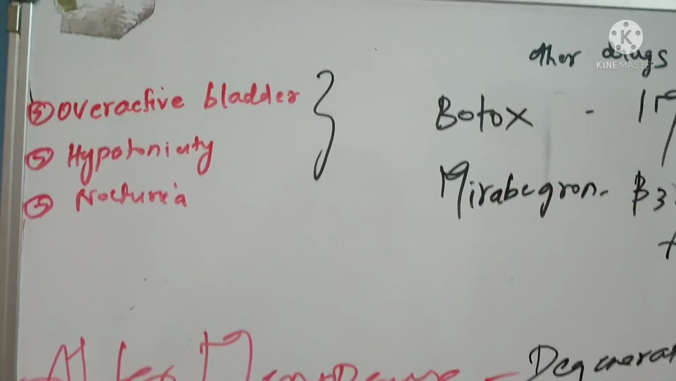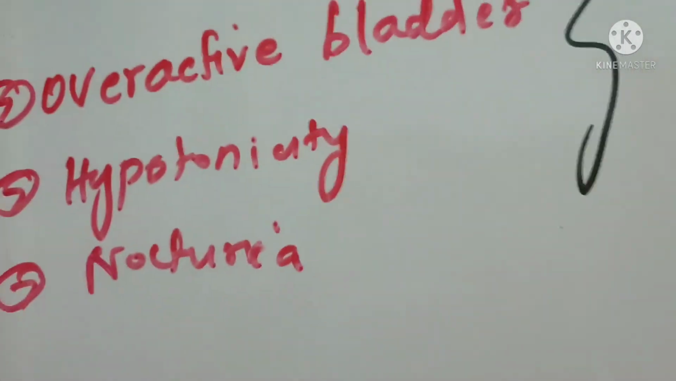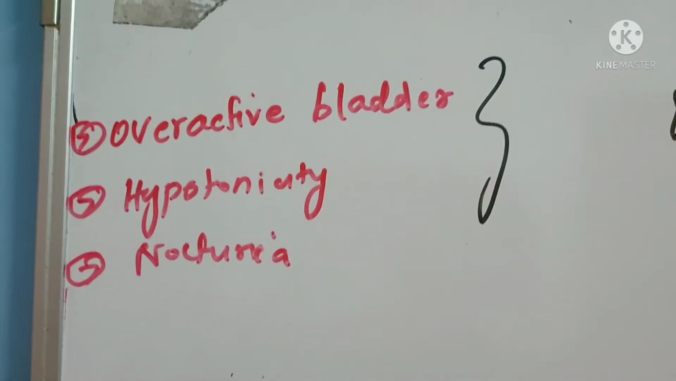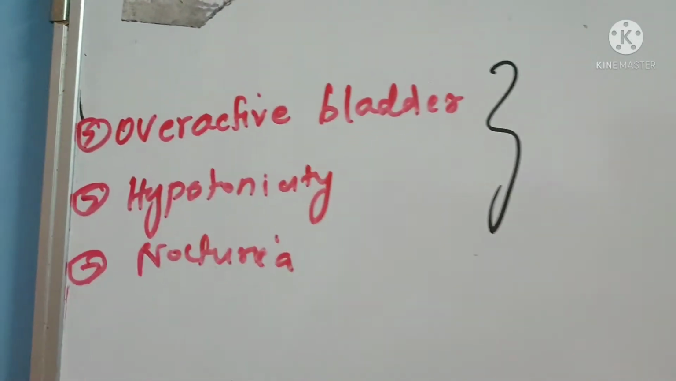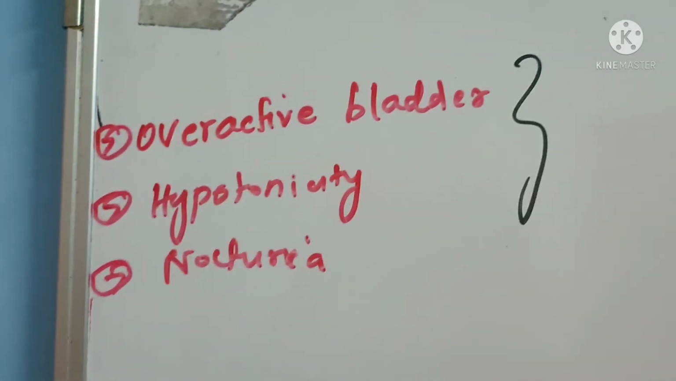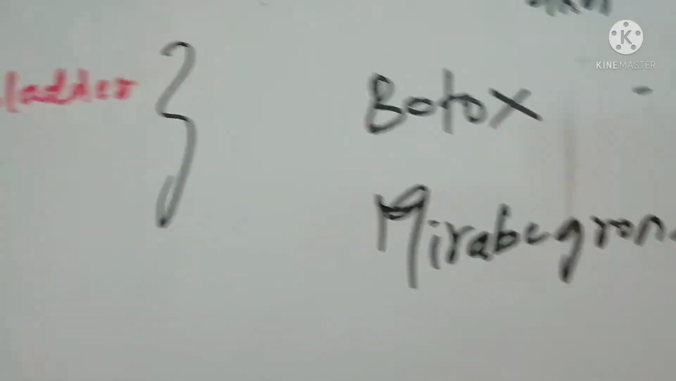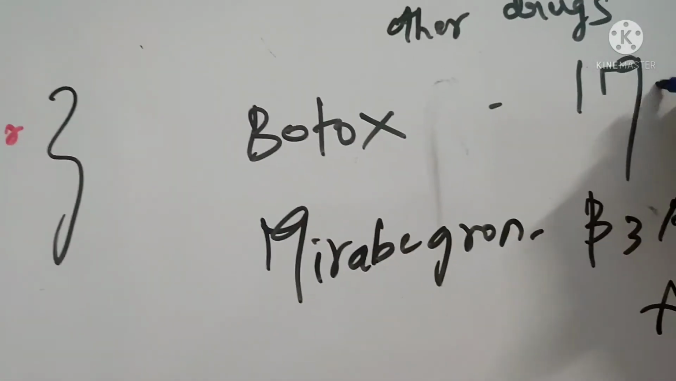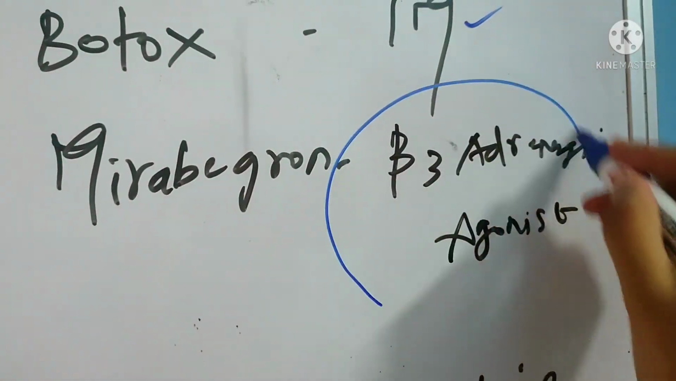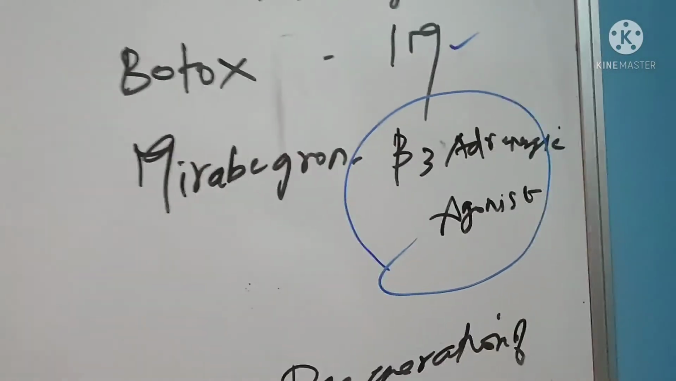Next, overactive bladder, hypertonicity, and nocturia. In these three conditions, there will be urinary urgency. Various factors are associated with urinary urgency, and so in these cases also our muscarinic receptor blockers are used. Apart from muscarinic receptor blockers, other drugs used are Botox, which is used as an IM injection, and mirabegron, which is a beta-3 adrenergic agonist. It's also used in the treatment of overactive bladder.